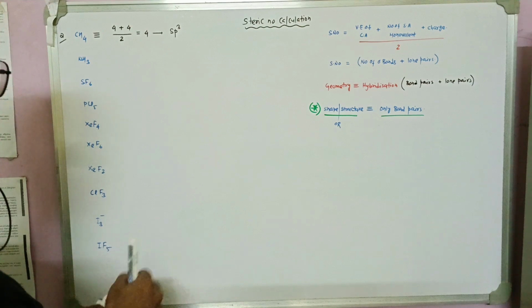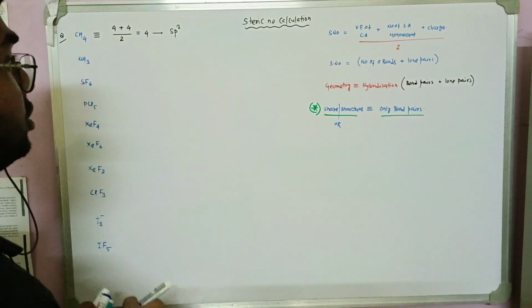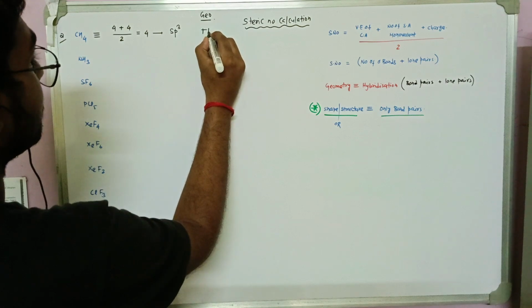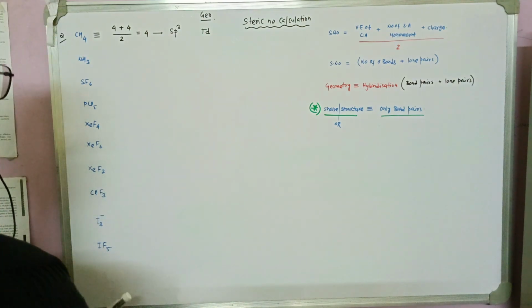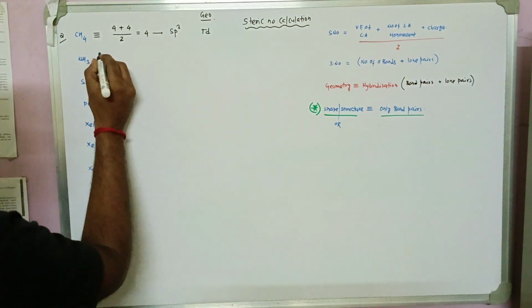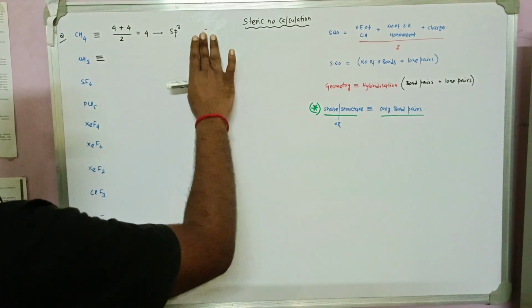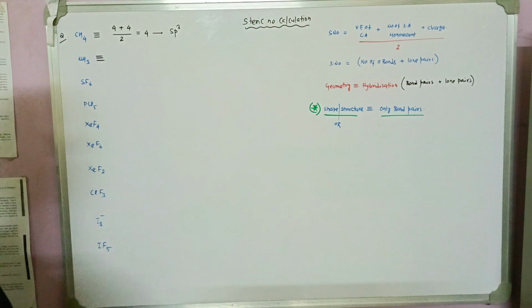Okay, another thing, if the hybridization is sp3, then the geometry will be tetrahedral. I will give a chart about this later on, but let's first discuss the hybridization calculation. Let's not consider the geometry over here. I will discuss it later.